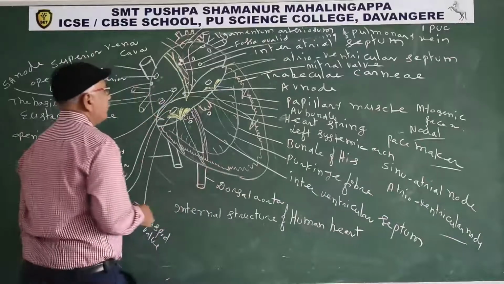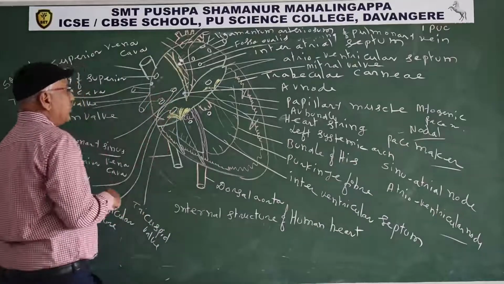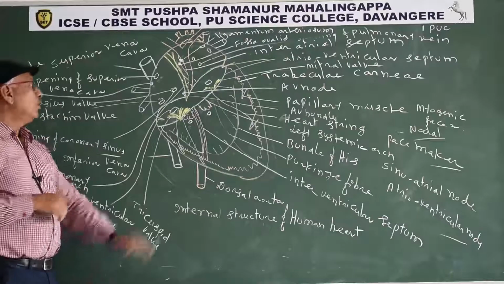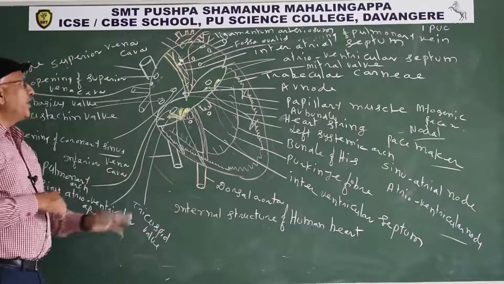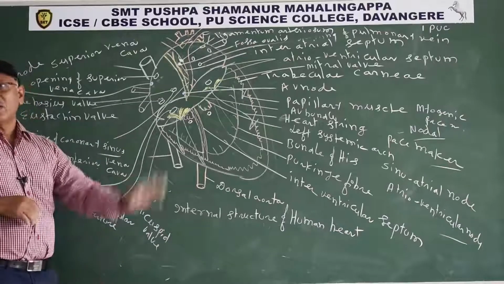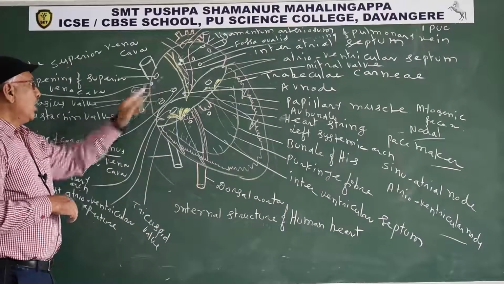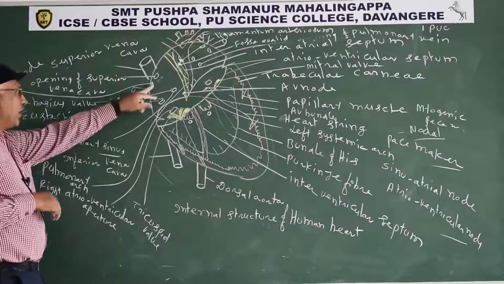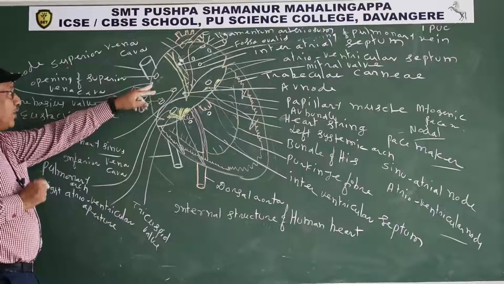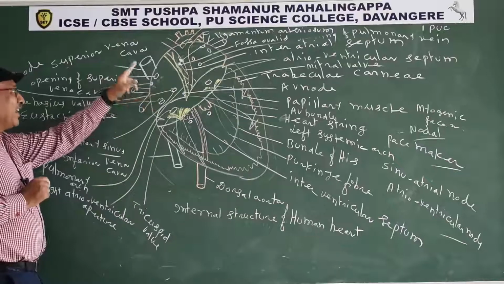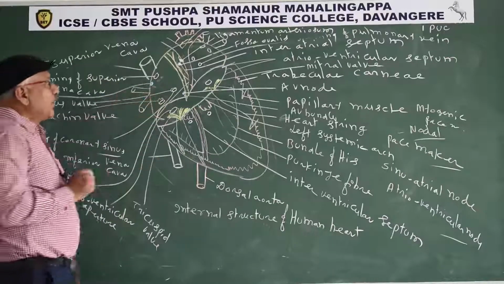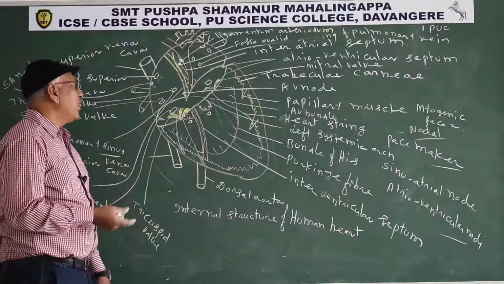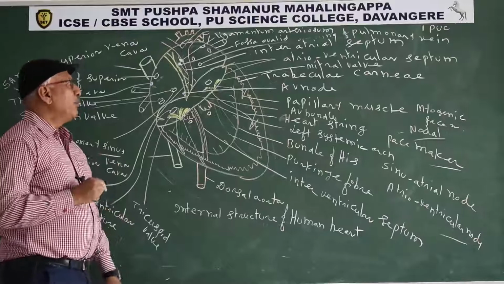Next point is nodal tissue, a special type of cardiac muscle known as nodal tissue. One is the SA node, sinoatrial node. Another one is the AV node, atrioventricular node. The sinoatrial node attaches to the anterior right side of the right atrium. The atrioventricular node attaches to the posterior left side of the right atrium.